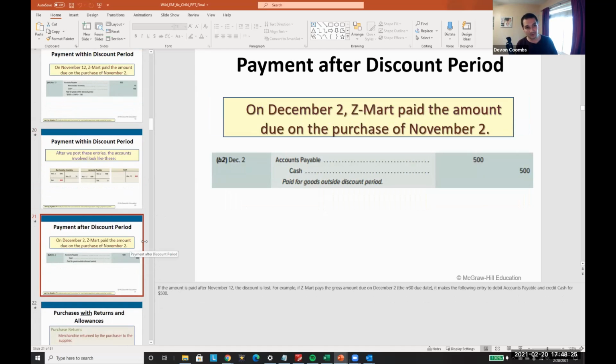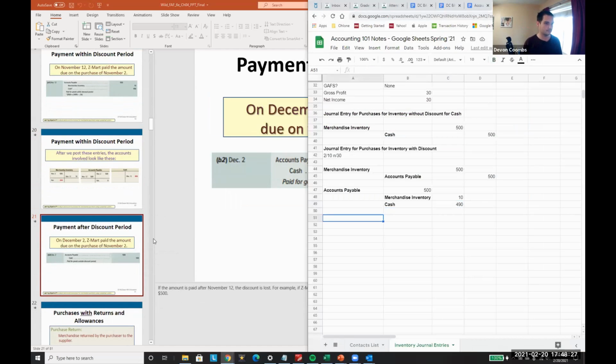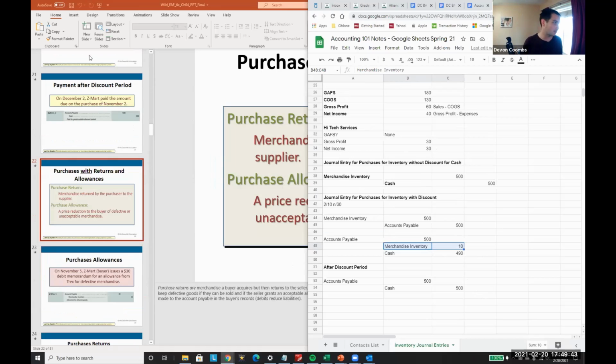What does it look like after the discount period? We just don't take the discount. So if they did it after the first 10 days, we would just say accounts payable, cash, and it would be the 500. That's it. We don't get the discount, we pay cash for it, and then we no longer owe the liability, which I put up over here.